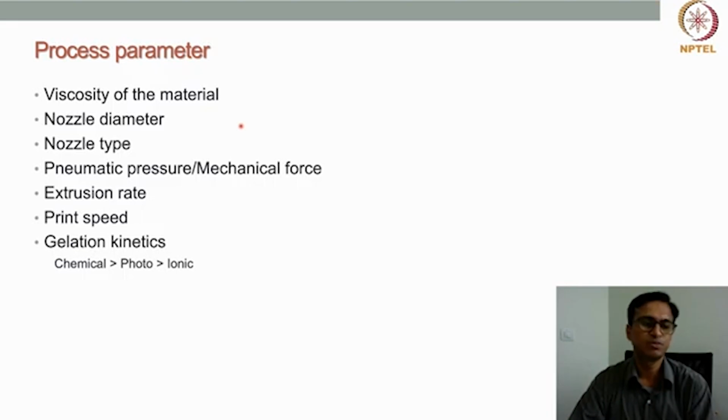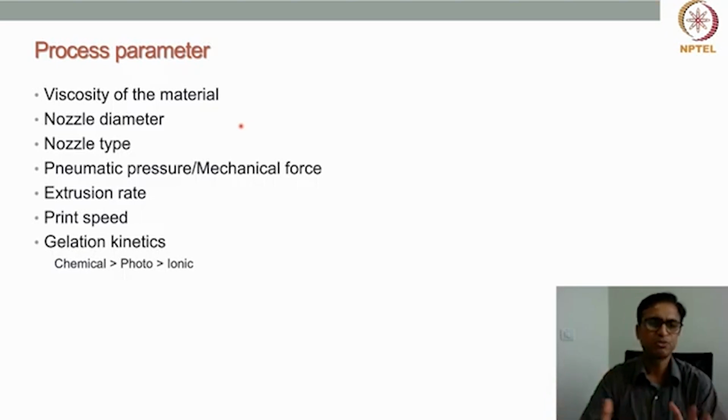So nozzle diameter we have to choose accordingly. If we choose a very fine nozzle diameter, the resolution will be very good, but that can cause damage to the cells. But if we select a very wide nozzle diameter, then the resolution will not be that great, but that will be good for cell viability. So we have to work with this trade-off, and then accordingly we can select the nozzle diameter.